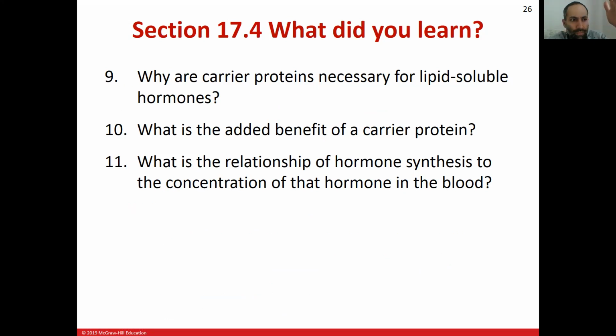As I mentioned before, 95% of your testosterone is bound to a protein. It's bound testosterone, only 5% is free. So it has a longer half-life. What is the relationship of hormone synthesis to the concentration of that hormone in the blood? Simple. The greater the hormone synthesis, the more hormone that is being made, the higher the concentration of that hormone in the blood, all right? Or the lower the amount of hormone that is being made, the lower the level of that hormone.